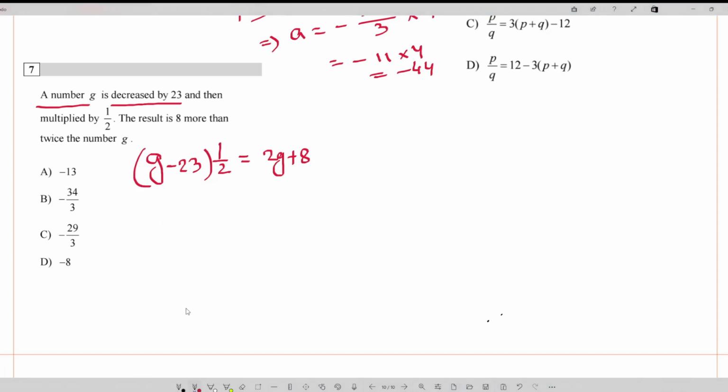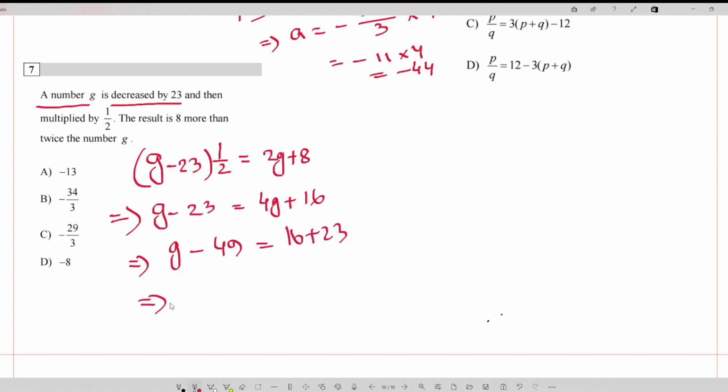Now we will multiply both sides by 2, so it becomes g minus 23 equals 4g plus 16. So g minus 4g equals 16 plus 23, so minus 3g equals 39. So g equals, divide both sides by minus 3, minus 13. So minus 13 is our right answer, which is number A.